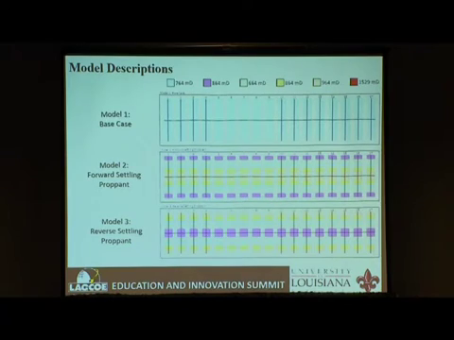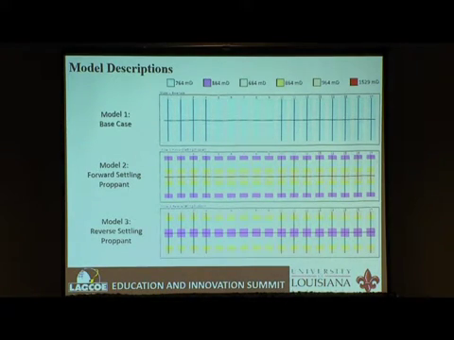Okay, so I have 7 models. The first one is the base case, and it's this one right here. The perm in all of the fractures is 764 millidarcies, okay? And then Model 2 and Model 3 are the forward settling proppant and the reverse settling proppant.